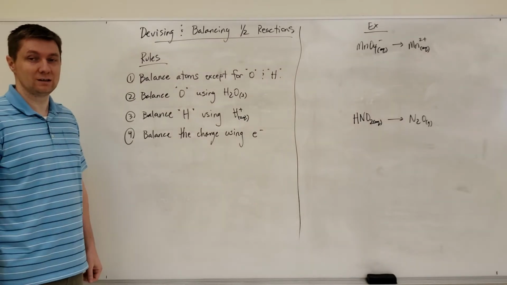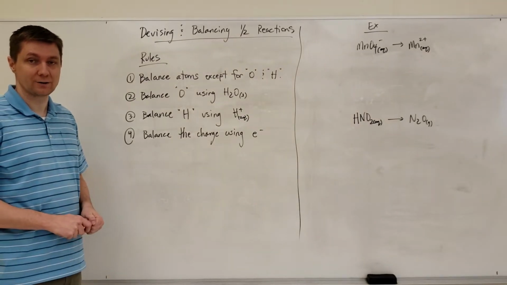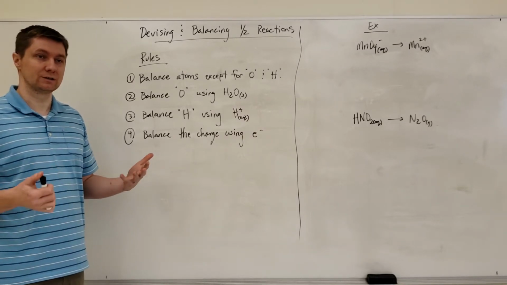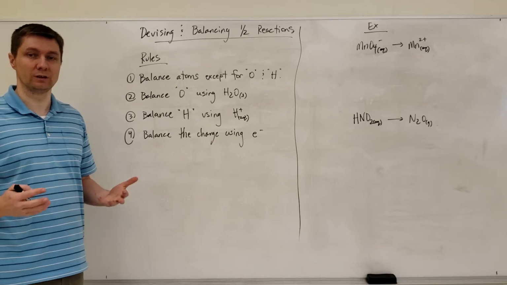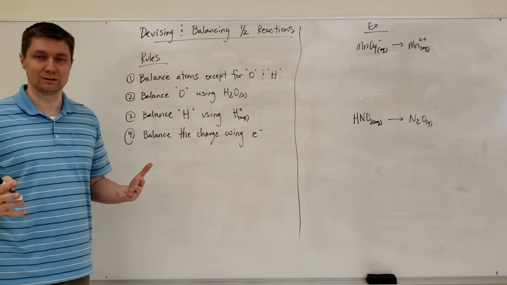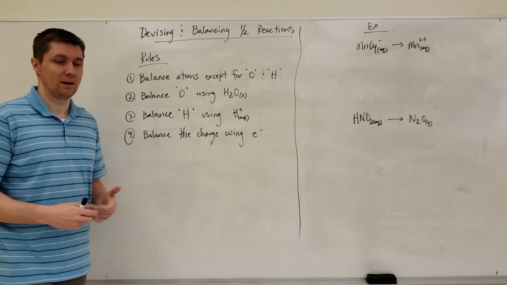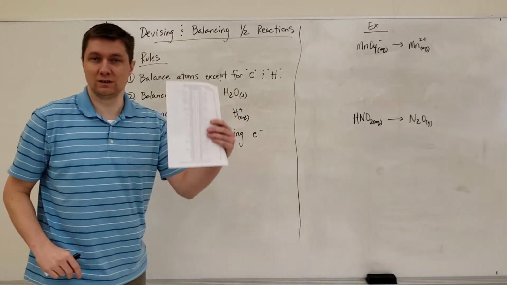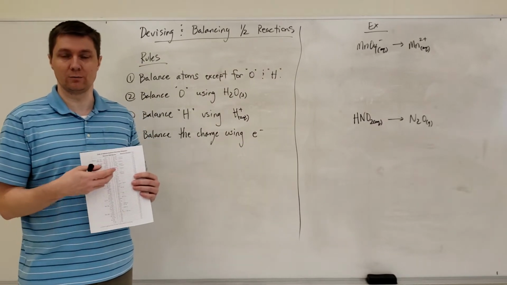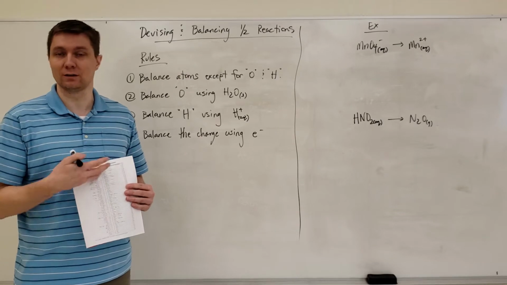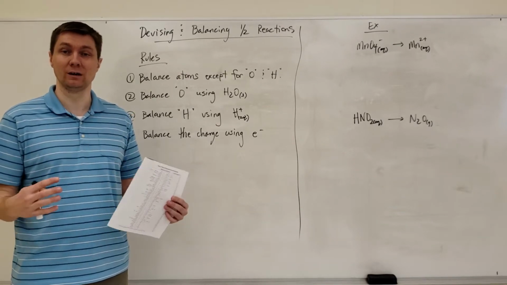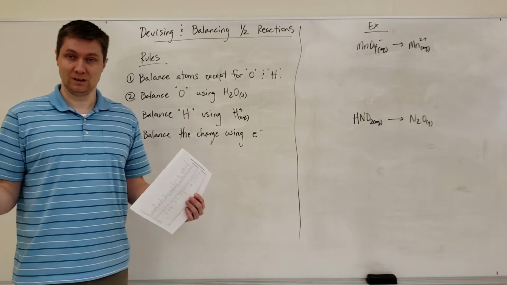Next up is devising and balancing half reactions. Sometimes what you'll see is questions will give you an incomplete half reaction. They won't give it to you as a balanced half reaction. Now sometimes we've seen half reactions come out of the booklet. What you need to understand is that in your data booklet, this chart, this reduction half reaction table is not complete. It doesn't contain every half reaction that's out there.